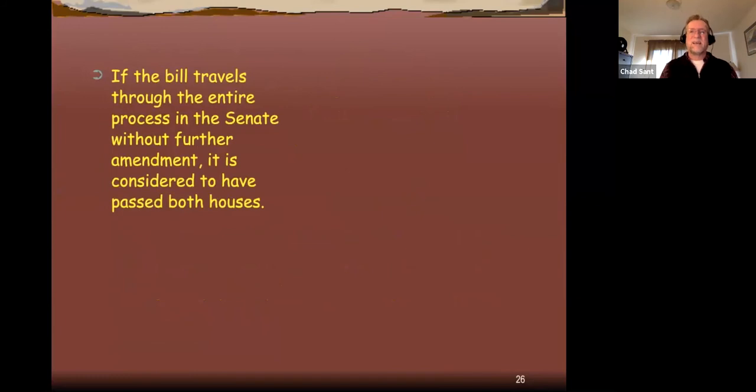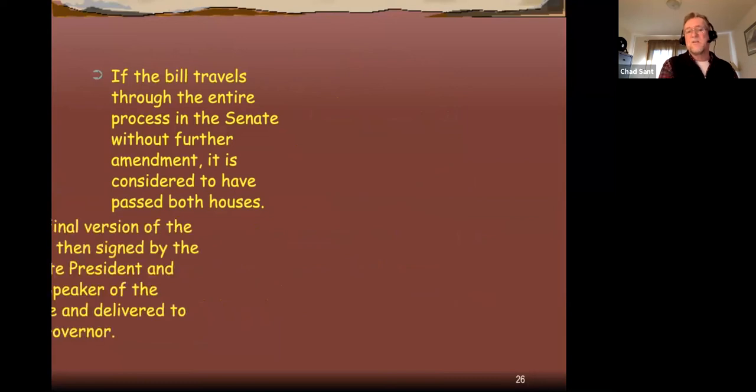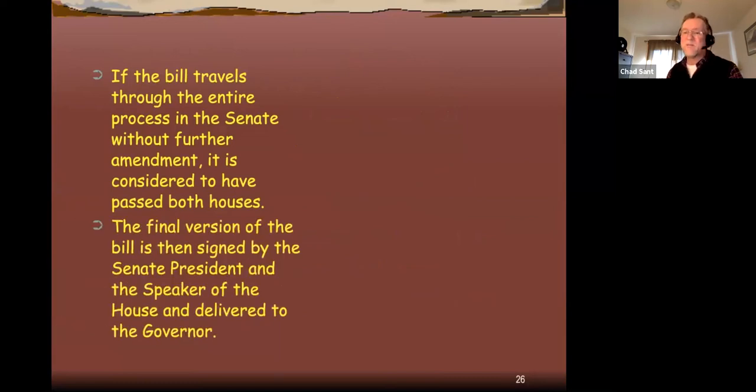All right. If the bill travels through the entire process in the Senate, then it is considered to have passed both houses. Or if it passes through the House after the Senate, then it is considered to have passed through both. The final version is then signed by the Senate President. And then the Speaker of the House has to sign it as well. And then it is delivered to the governor.